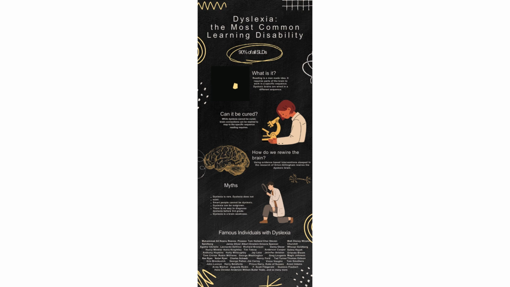And then it dives into whether dyslexia can be cured, how do we rewire the brain, myths about dyslexia, and then, of course, famous individuals with dyslexia. And the idea behind the structure of this infographic really is to provide a deep amount of information, but also graphical representation to support that information.